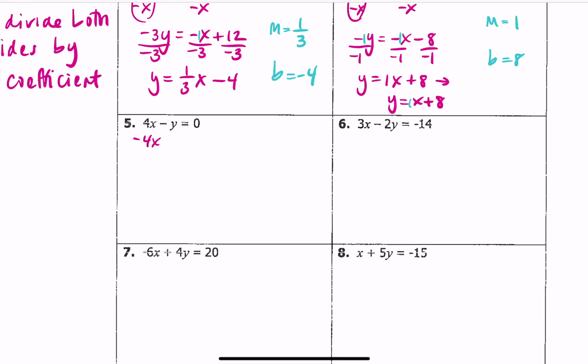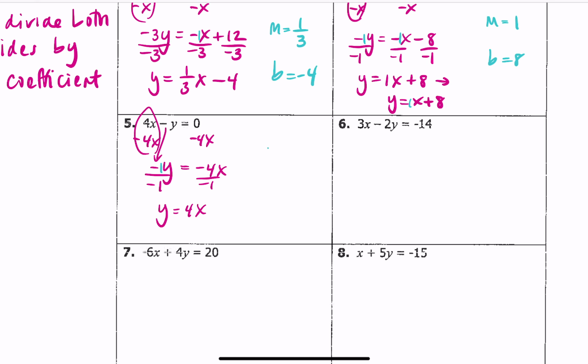Minus 4x from both sides. Get rid of that x term, right? That's the first step. Then you bring down the minus y. Don't lose that minus. Equals. Do I really need to write minus 4x plus 0? I don't really need to, right? 0's just not going to do anything. Then I have minus 1 in front of y. I'm going to divide both sides by minus 1. I get y is equal to 4x.